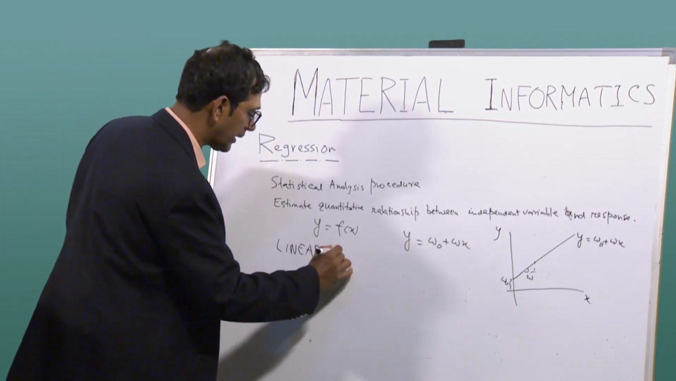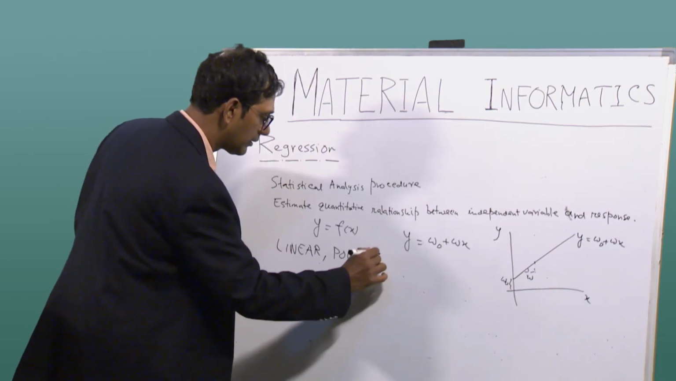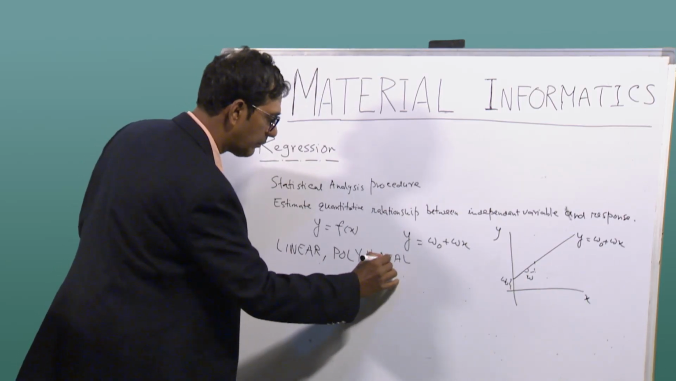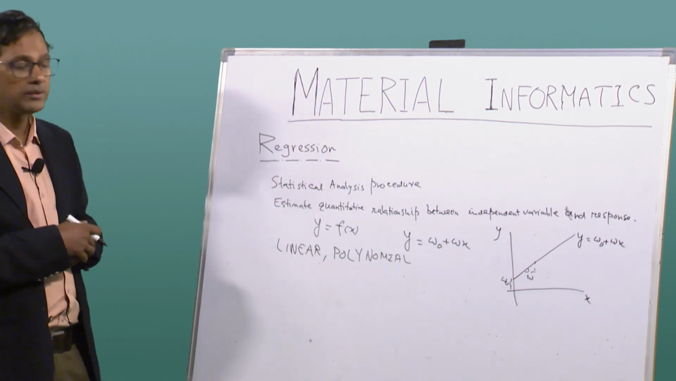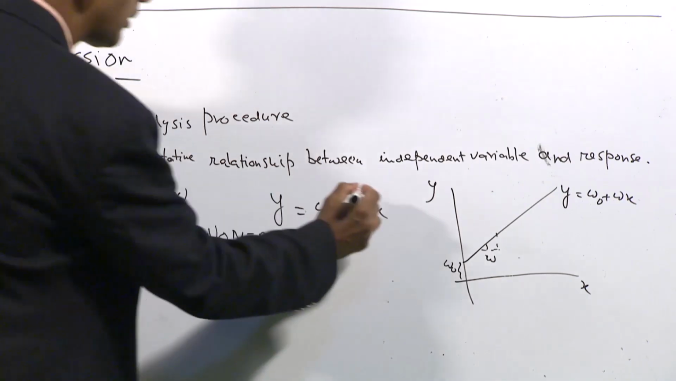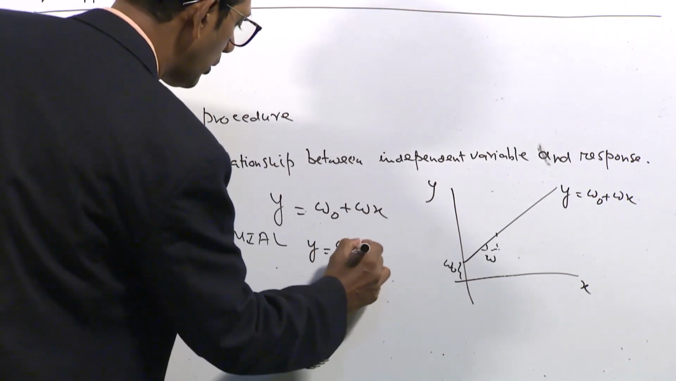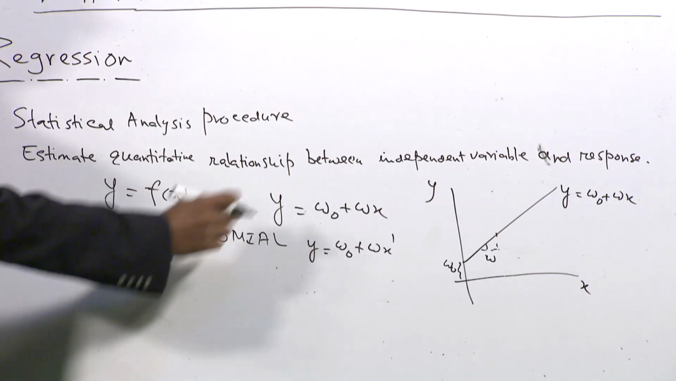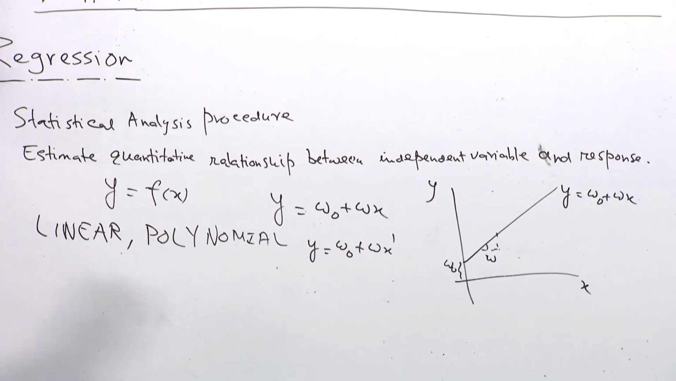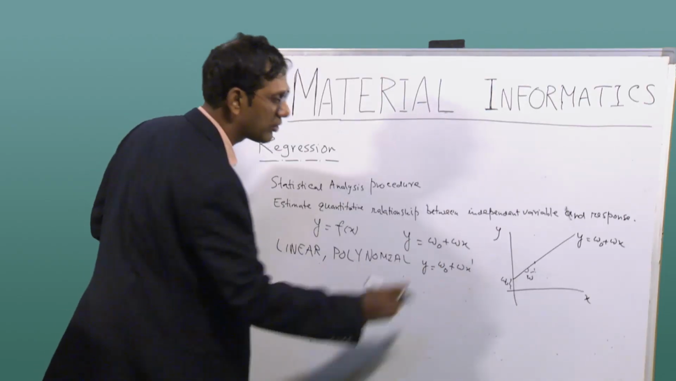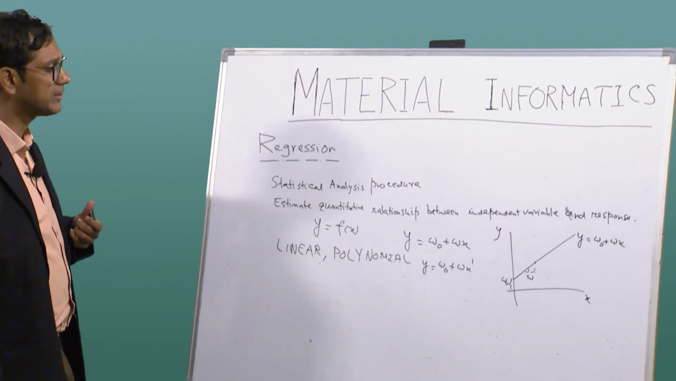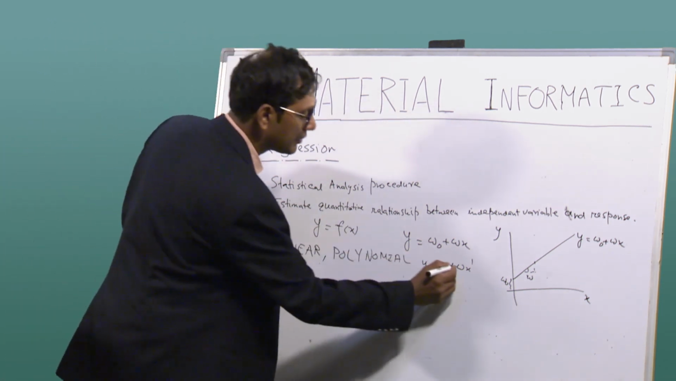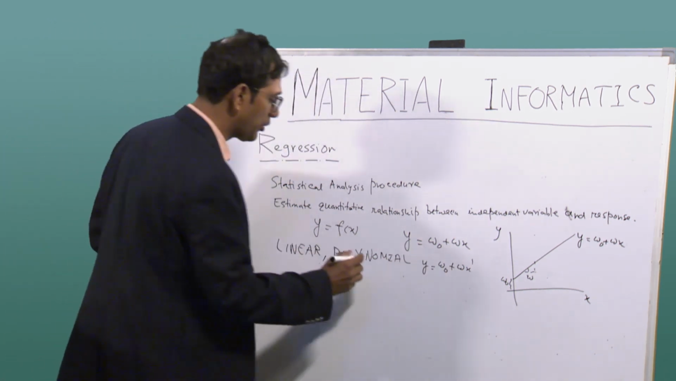So, you can also have polynomial, right. Remember, linear is a single degree polynomial: y is equal to w0 plus w into x to the power 1. So, you can have different kinds of polynomials possible: second degree, third degree, fourth degree, fifth degree polynomial, right. Sorry, this is not order, this is degree. Order comes in terms of differentiation, so please be careful about it. This is called the degree of the polynomial.